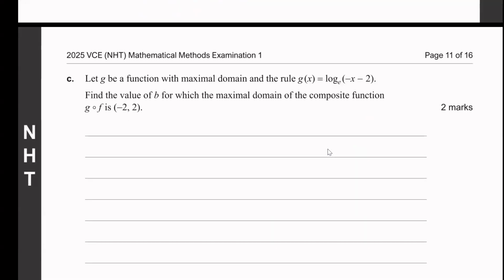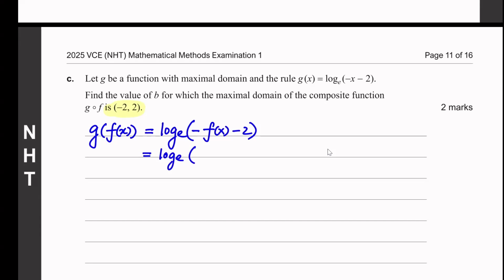Okay, let g be a function with maximal domain and the rule g(x) equals log e of minus x minus 2. Find the value of b for which the maximum domain of the composite function g of f is minus 2 to 2. Okay, so it's this guy here. g of f of x equals log e of minus f of x minus 2.